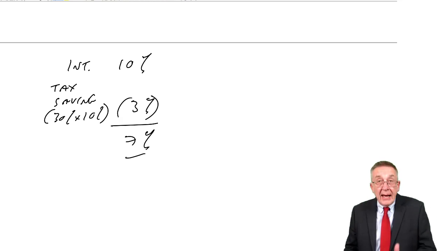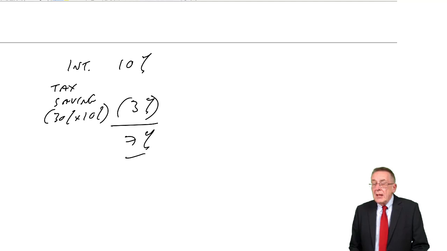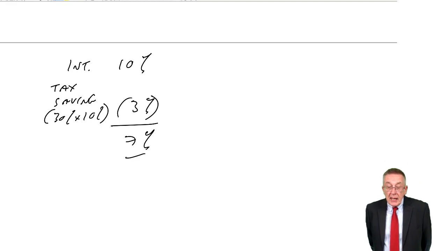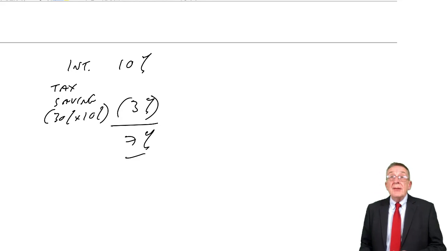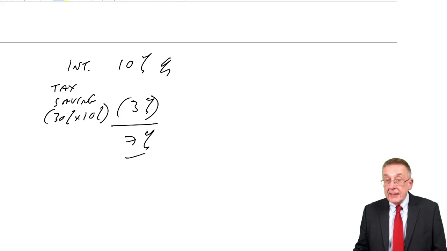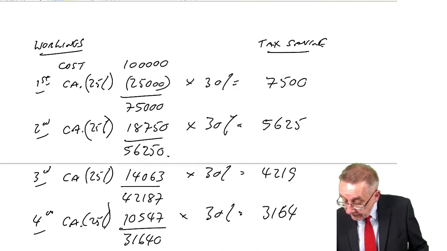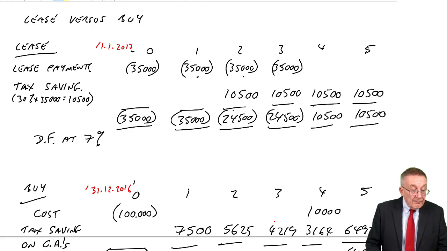And therefore, after tax, it's effectively only costing 7%. So, we'll discount at the after-tax interest. Here you're given the after-tax interest. If he had said the interest before tax is 10%, then you would have taken off 30%, still discount to 7%. So, let's do it, and then I can tie up the loose ends.